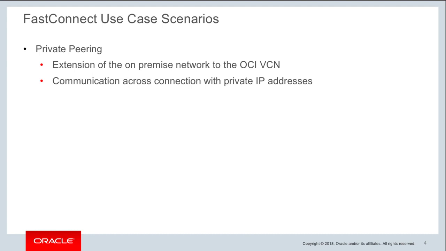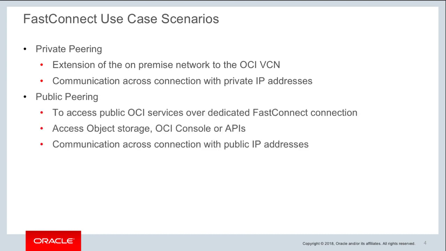The communication across the FastConnect dedicated connection is via private IP addresses, because you are connecting to your private IPs within the OCI VCN. Normally, if you have a hybrid architecture where some of your workloads are living inside OCI and some of your workloads are on-premise, you'll go for a private peering connection. Also, in lift and shift scenarios, this is very common as well.